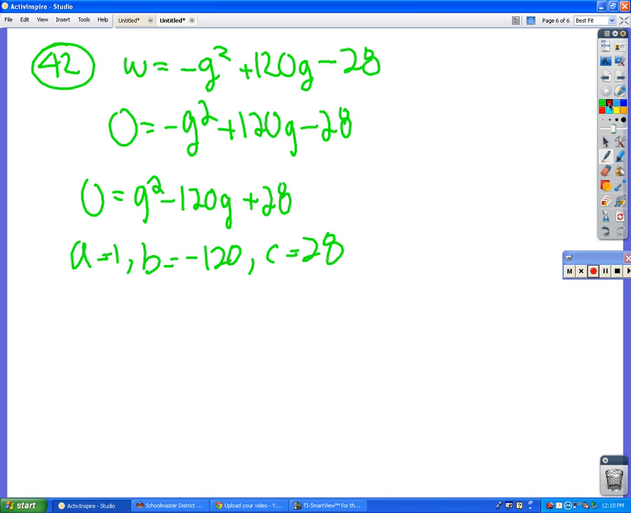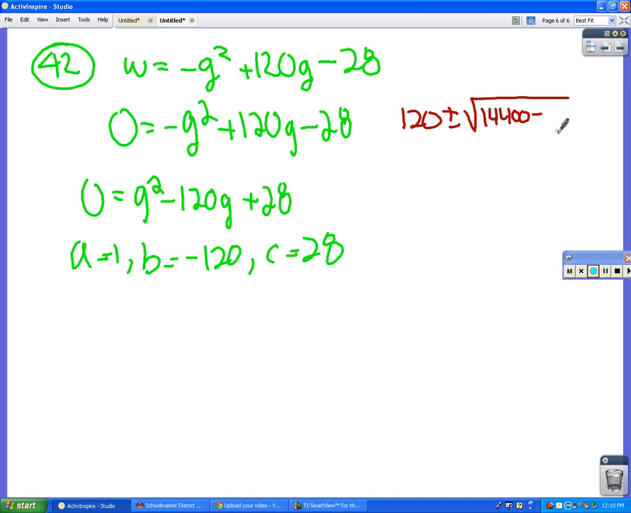So I'm going to start with the opposite of B. What's the opposite of -120? 120. Plus or minus the square root of, what's 120 squared? 14,440. Why do we always have to have this discussion? 14,400, thank you. Minus 4 times A times C. And that's all going to be over 2 times A, which is 2.